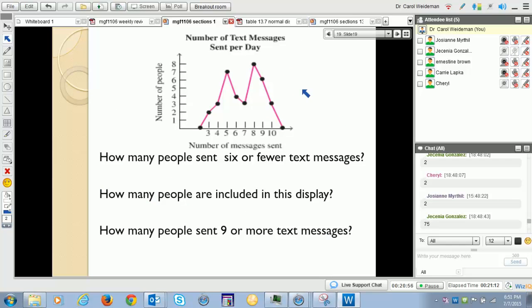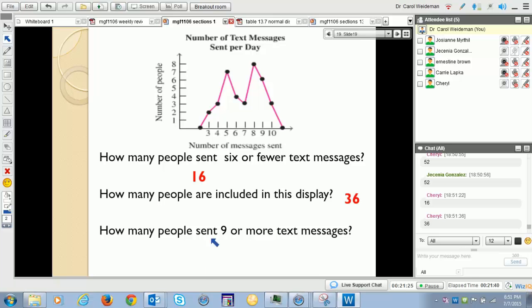Okay, here's another frequency polygon. How many people sent 6 or fewer text messages? Who wants to try that one? 6 or fewer. 6 or fewer. 16, yes. How many people are included in the display? So again, you've got 16 here, so all you have to do is add up the remaining numbers, right? 36, yes, 36 is right.